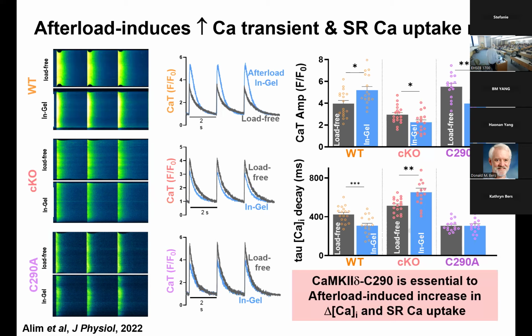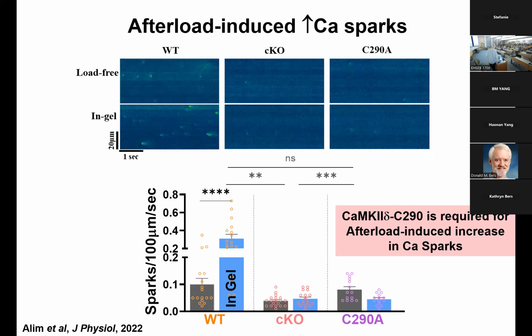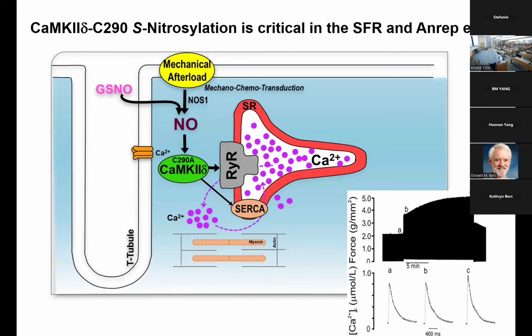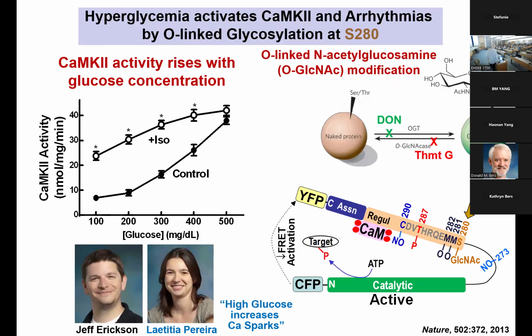So it seems like that CaMKII site at 290 is essential for afterload-induced increase in calcium and SR uptake. Indeed, the calcium sparks effect was also abolished in the knockouts or in these point mutations. So it looks like there's mechanical afterload, and Dr. Izu's lab is now looking more at the mechanisms, how that mechanical load introduces this increase in NOS1 activity. But clearly that's nitrosylated in CaMKII, and that's phosphorylated RyR and some other targets.